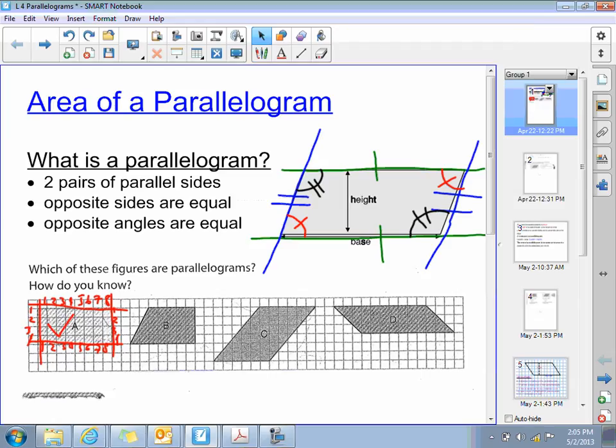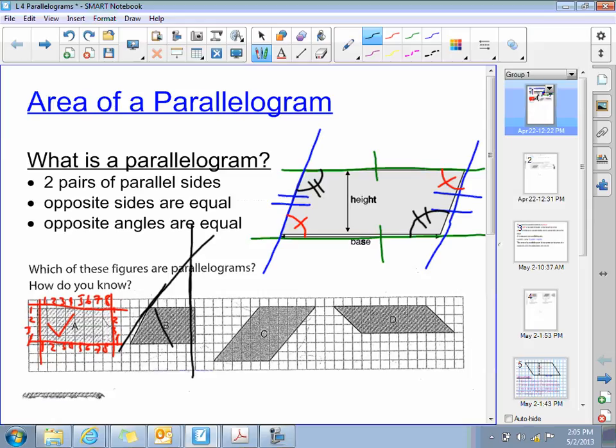Check. Just by looking at B, I do not have parallel lines. Ultimately, eventually, these lines will cross. So B will not be a parallelogram.